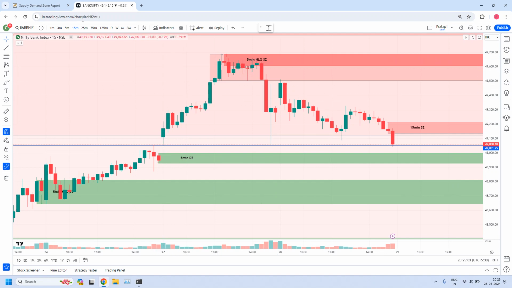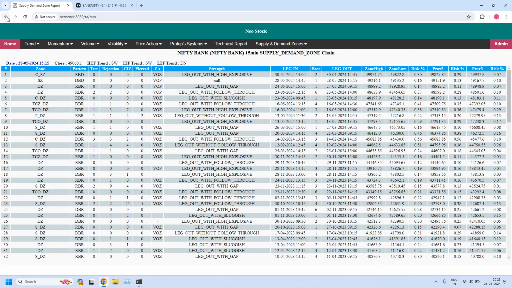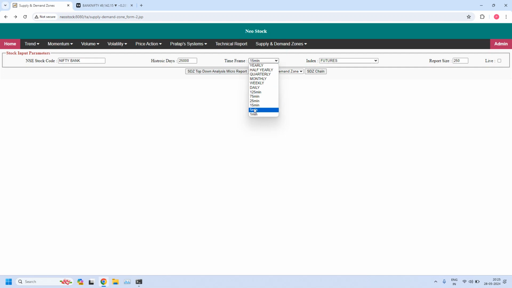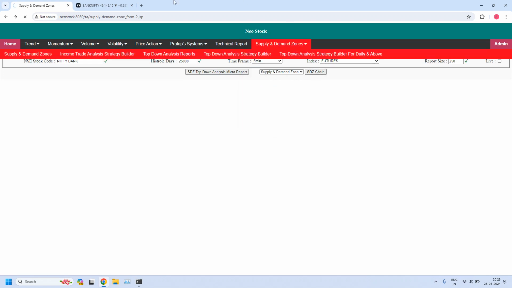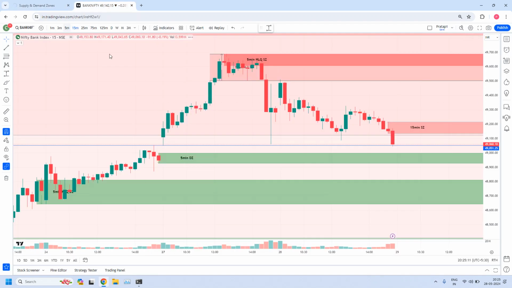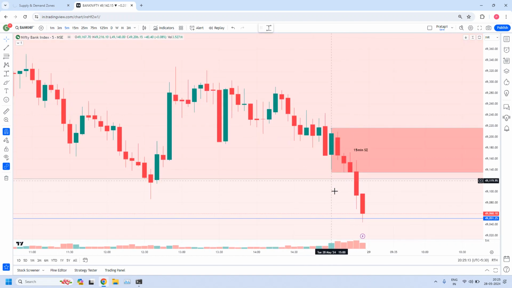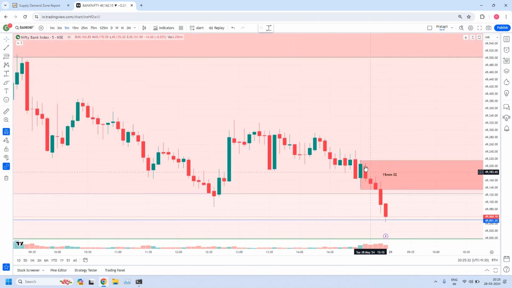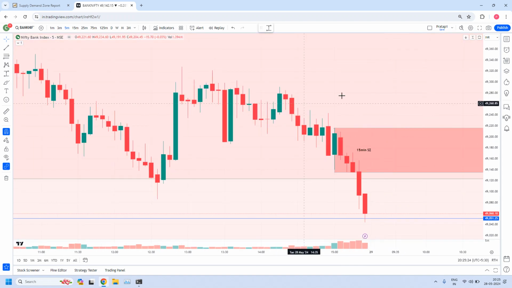Now let's move on to the 5 minutes time frame. So I am going back and changing the time frame to 5 minutes and generating the chain. Here we have a drop, 2 base candles, a drop. So we have an excellent fine-tuned 5-minute zone, drop base drop. Is it a normal zone or a high liquidity zone? We will see once the report is ready.